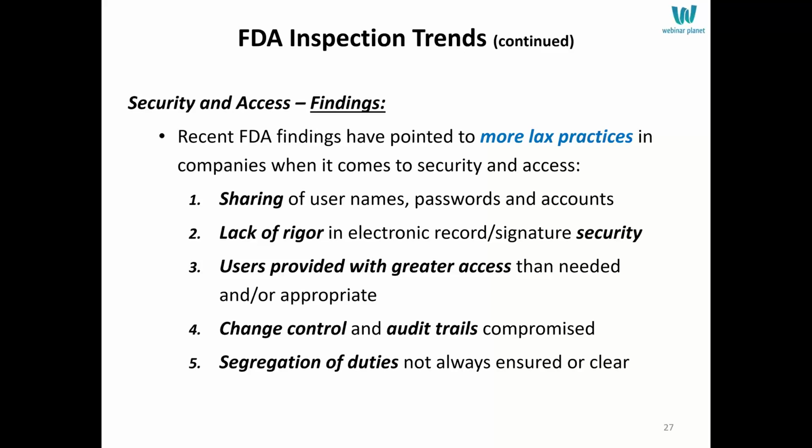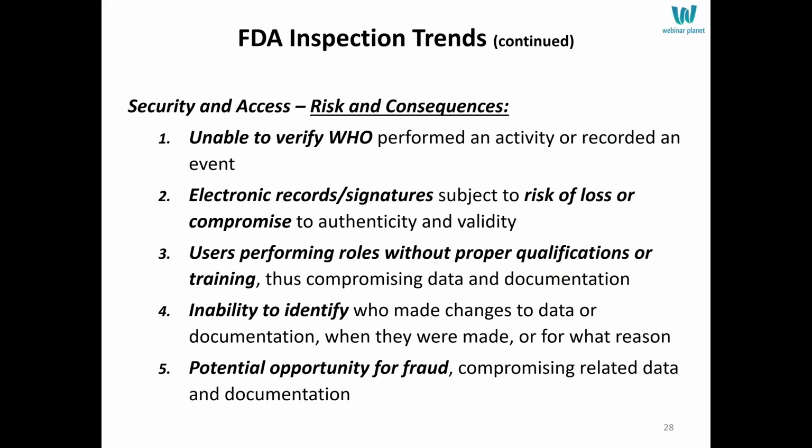Audit trails compromised, taking them offline or deactivating them or deleting them without an explanation. Segregation of duties not always ensured or clear. So the risk and consequences, you're not able then to verify who performed an activity. Electronic records and signatures could be subject to risk of loss or compromise to authenticity and validity.